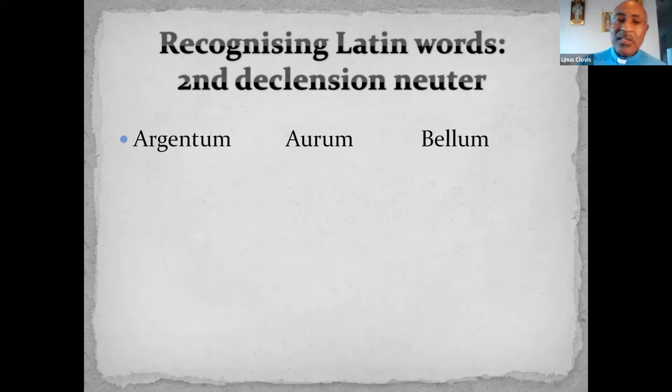Okay. So we have AR, gen, tum, argentum. The second one, AU, that's a diphthong. So it's aurum, aurum. And again, that is gold. So silver and gold, aurum. Bellum. We have bellicose. This is war.